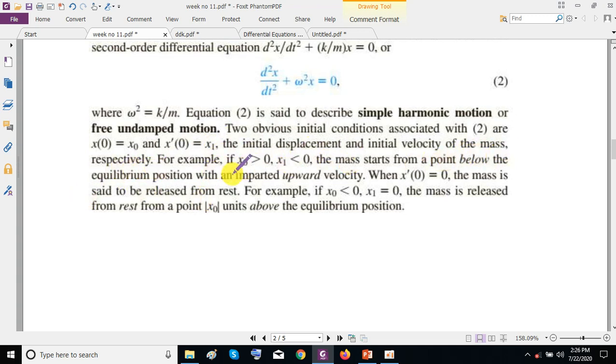Okay, now for example, if x naught is greater than 0 and x1 is less than or equal to 0, the mass starts from a point below the equilibrium position. Okay, if the distance, look at this, is very interesting.